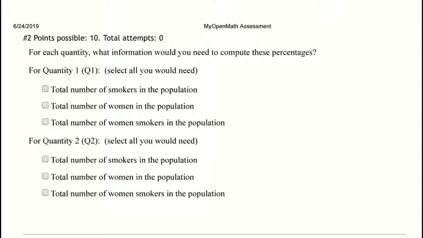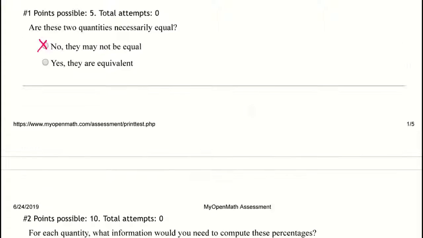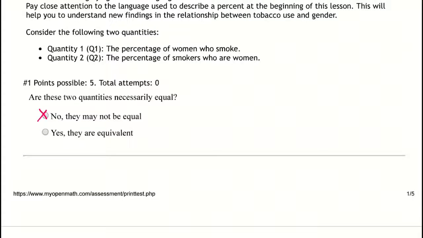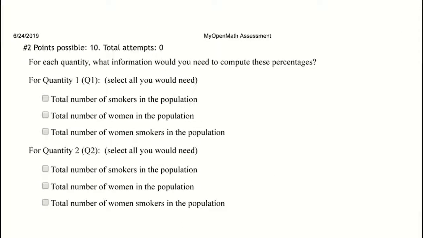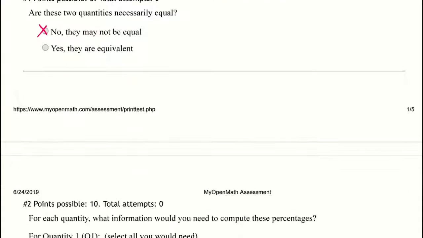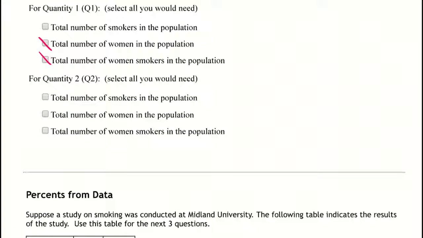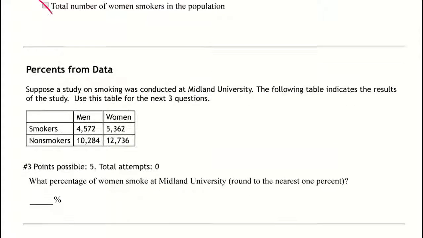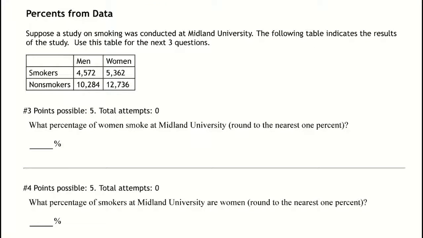So when we're looking at statements, we want to be able to decide what information we need in order to actually find the quantity. So when we're looking at quantity 1, the percentage of women who smoke, we need to know how many women there are and then how many women smoke. For quantity 2, we need to know how many smokers there are and how many women are smokers.